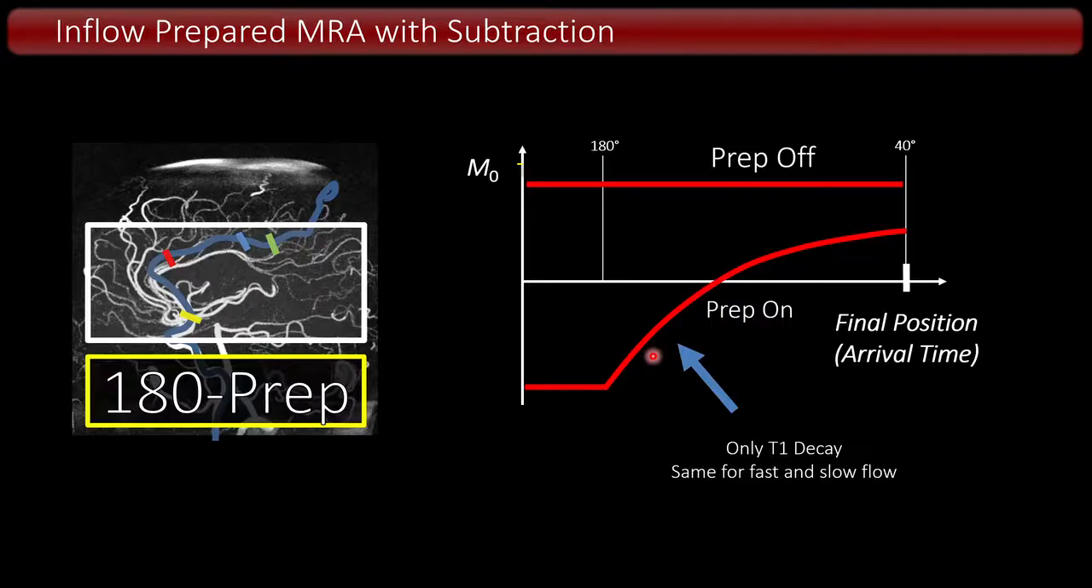Now, recently, in the past probably decade, we've had a lot of advancement with inflow prepared MRA, either with or without subtraction. So, for example, in the subtraction techniques, we will apply a preparation module that's inferior to our volume, allow blood to flow into the imaging volume, and then subtract an acquisition with and without this 180-degree prep to provide contrast based on the inflow time.